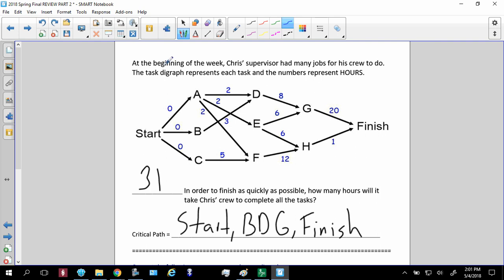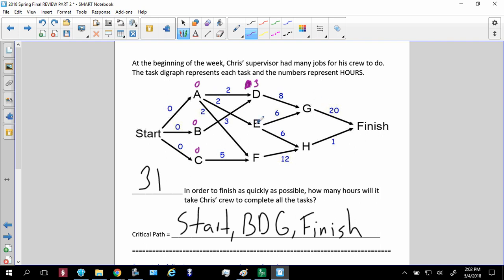Now, it says, at the beginning of the week, Chris's supervisor had many jobs for his crew to do. So we've got to figure out from start to finish how many hours is the quickest. All right, so EST. Start is going to A, 0, 0, 0. Now, look at D here. There's 2 arrows going to D. A will get there faster, but D cannot start until both of them get there. So although A will get there at the 2-hour mark, B will get there at the 3-hour mark. So that means A is going to be sitting around for an hour before B gets there.